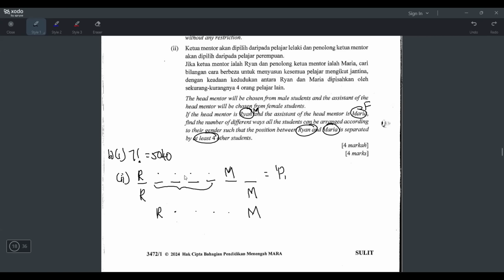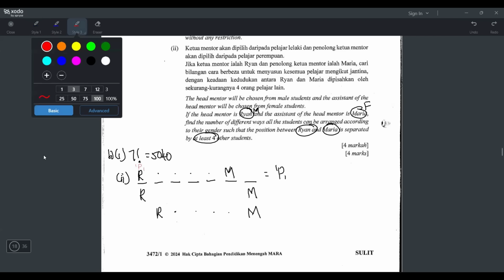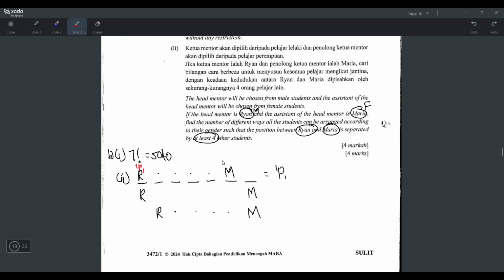Okay, let's not do this one first. So we already know this one is 1P1, right? 1P1. Okay, wait. So this one is 1P1. This one is also 1P1 for the Maria spot, right? And then this 4 will be what? Let me think. We have 7, right?